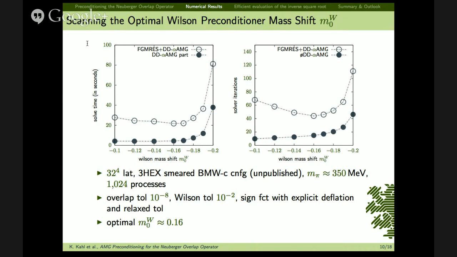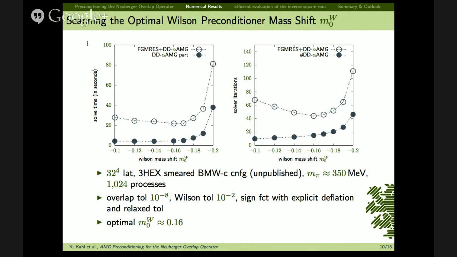So this is solve time, which we are interested in. This is solver iterations. And here you see, of course, you have a sweet spot. So there is actually a mass shift which is optimal, which you would expect. But of course, you have these two effects. On this side, if you look at the solver iterations, your preconditioner gets cheaper, but the effect of the preconditioner is not as good. So it evens out. You get a flat line here because this becomes more expensive, but you do not need as many iterations. So these cancel out. But in the end, they both get more expensive. So you should not overdo this.